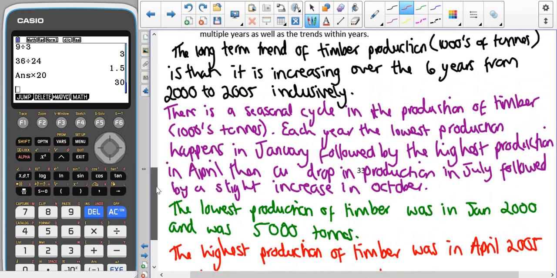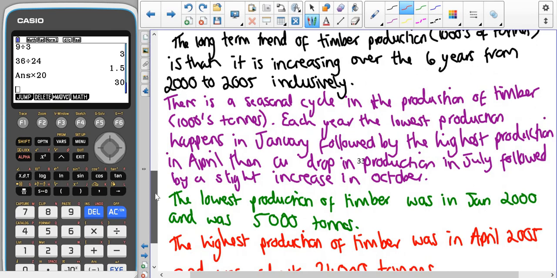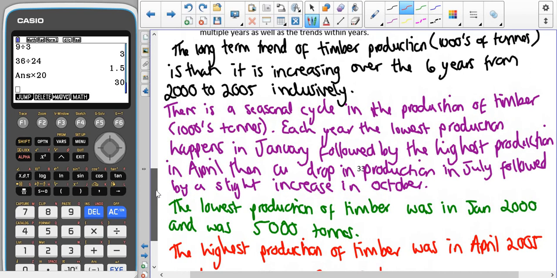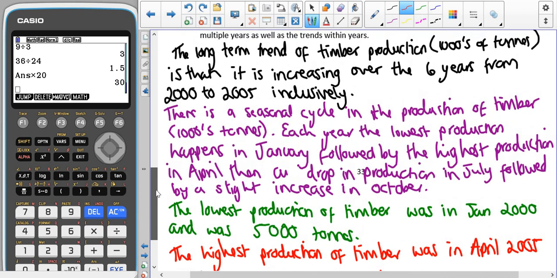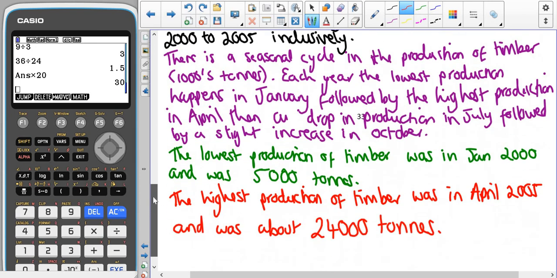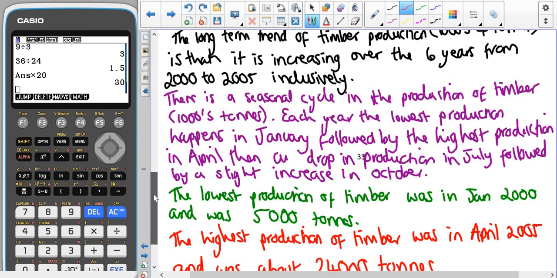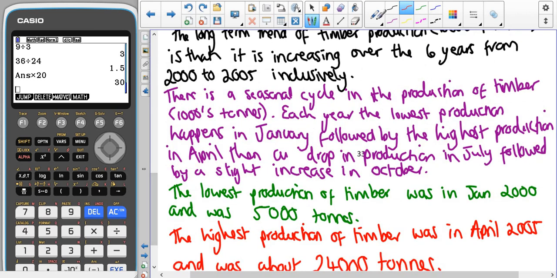Okay, now it looks like we've written a lot, but it only took a couple of minutes, not only for me to explain it and have a look at the graph and refer to that and the notes, but also to write it down. Now a question like this could be worth 4 or 5 marks, a mark for each point made, and maybe a mark for the context, making sure that you're talking about the timber production, making sure that you're talking about thousands of tonnes. Okay, making sure that you're making the correct references.